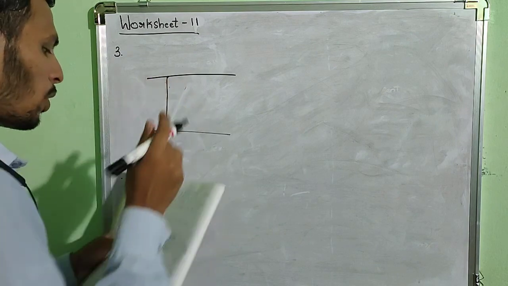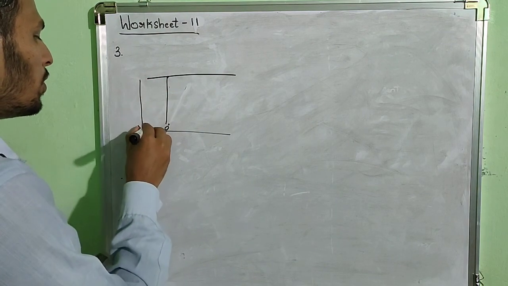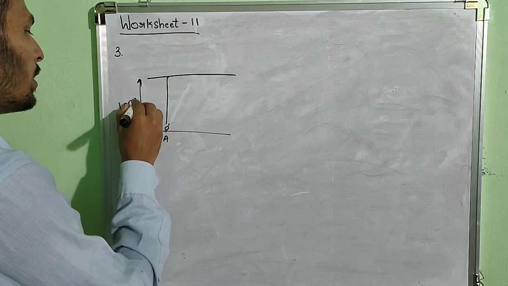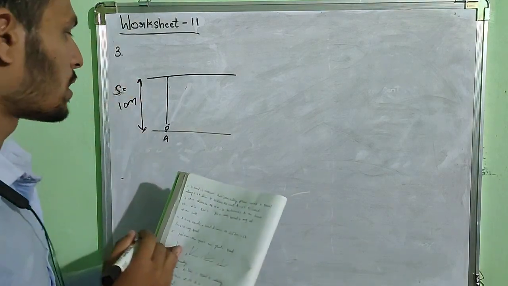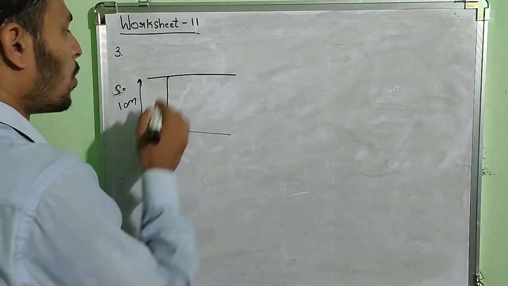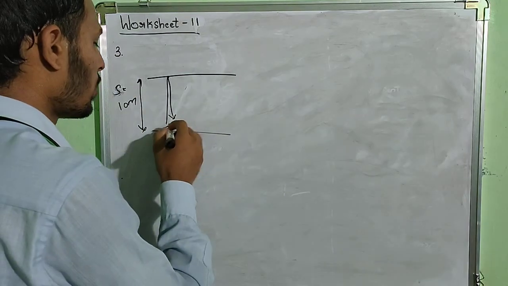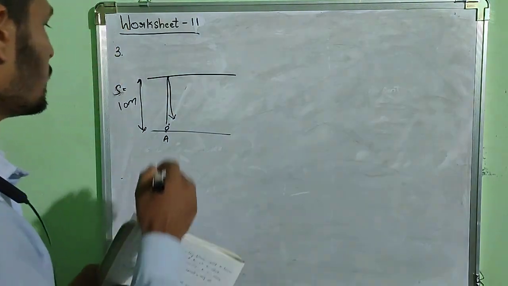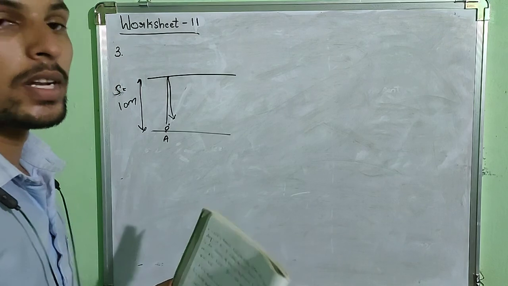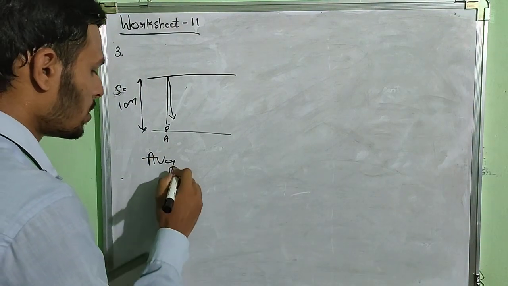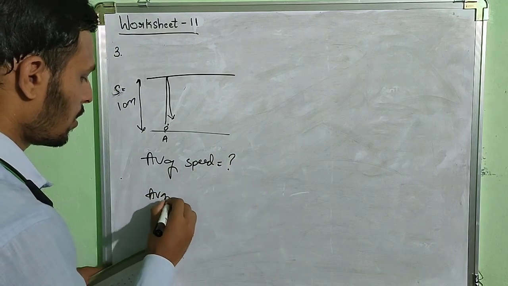It is saying that the ball is traveling in a straight line and striking at a particular point, and the distance is given as 10 meters. The distance between the ground and the ball is 10 meters, and distance is represented by S. After striking, the ball bounces back to its original position. Now he is asking to find the average speed and average velocity.